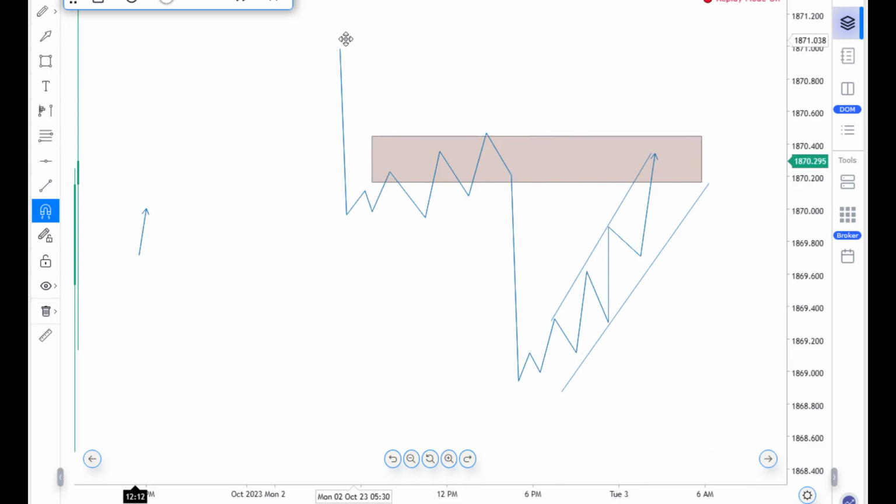Why? Because most traders who took their sell trade here would have taken most of their profits here, which caused this impulsive move. And when they are taking their profits, people who are buying here will be buying, and price will be pulling up.